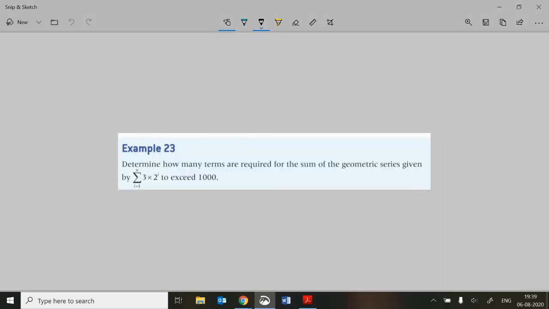Okay, right. It says determine how many terms are required for the sum of the geometric series given by this formula here to exceed 1000. So this we can put into our formula, but let's just see what our terms are to start off with. When we put in 1, we get 3 times 2 to the 1.